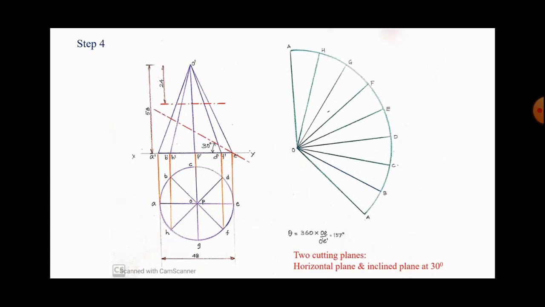Now the second cutting plane is at an angle of 30 degree inclined to HP and passing through the extreme right. So here the extreme right is the point E. So you place a protractor at the point E, measure and take an angle of 30 degree and pass the cutting plane as shown in the figure.